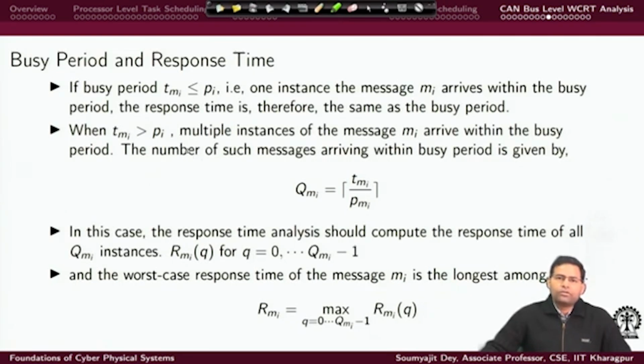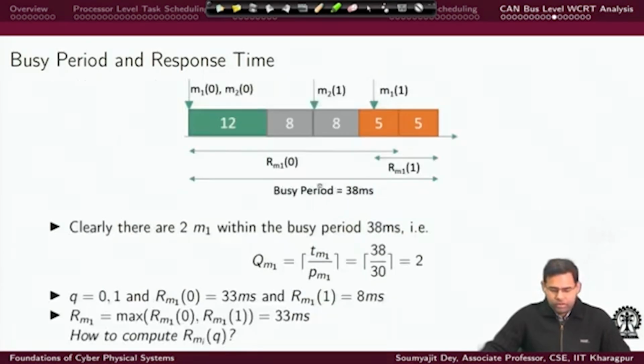Now, if this length is greater than the period of the message, then I would be having multiple instances of the message, and I would have to figure out, if there are q instances, let us say from 0 to qmi minus 1, qmi is computed like this. Then for all these instances, 0 to qmi minus 1, I will have to figure out what is the response time, and eventually the worst case would be the max among these. So, that is how we go forward and do this.